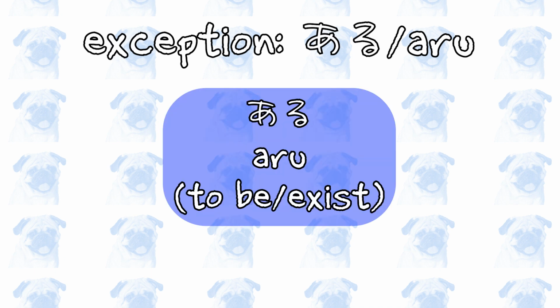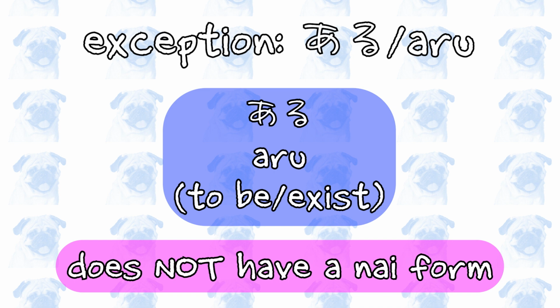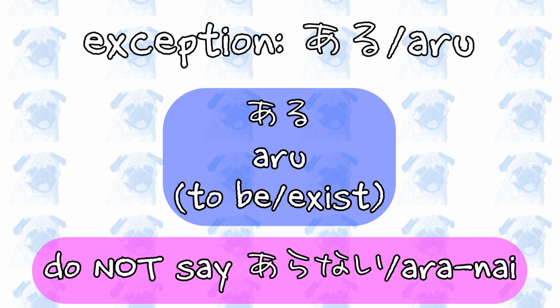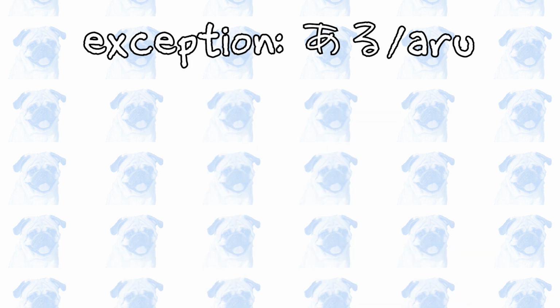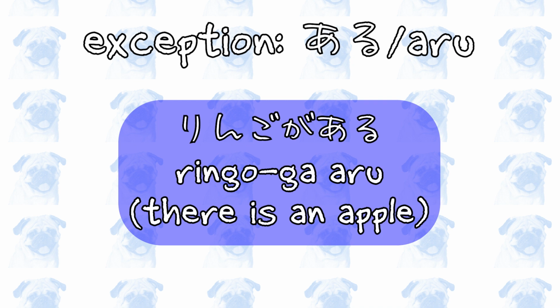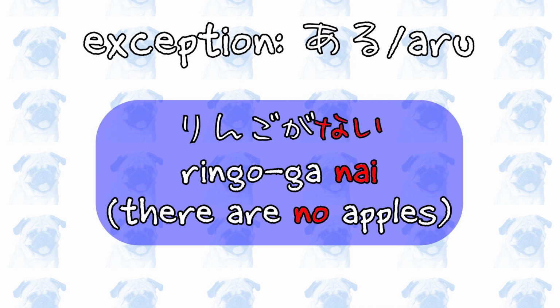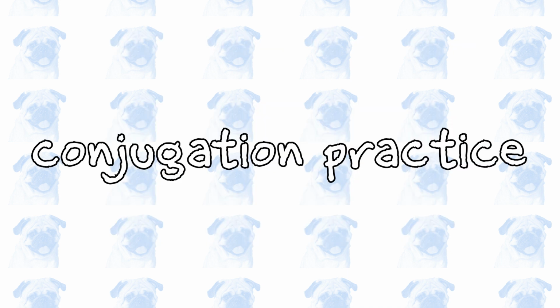The verb aru, to be, exist, does not have a nai form, so you can never say aranai. Instead, you have to use the adjective nai. For instance, the negation of the sentence ringo ga aru is ringo ga nai. Now let's practice conjugating some verbs into their nai form.